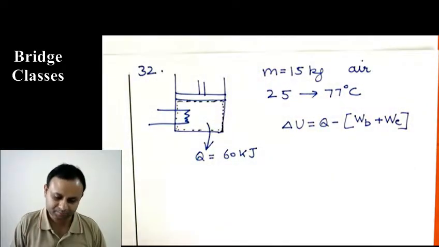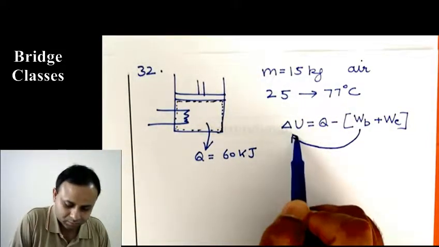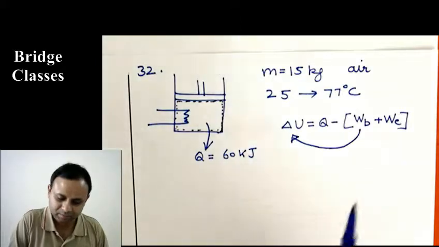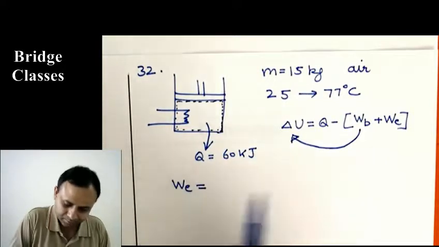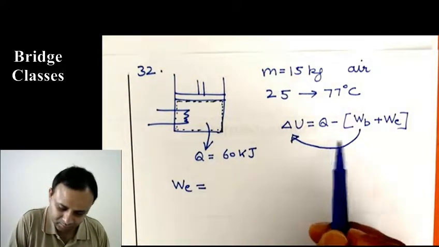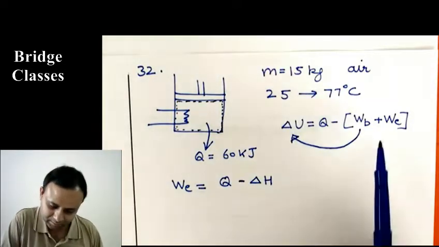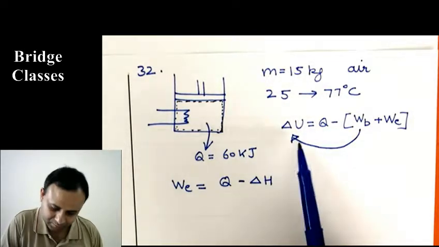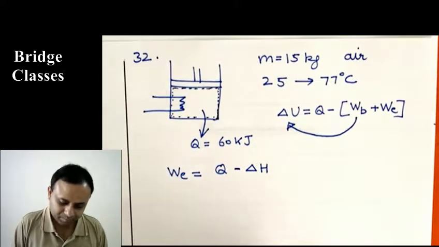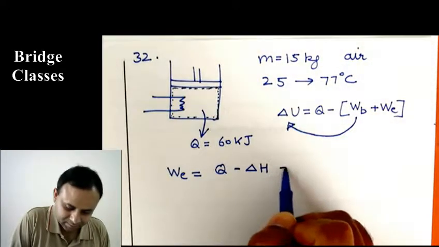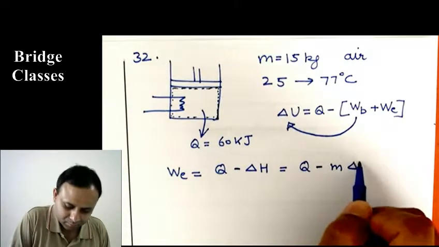Okay, electrical work. This boundary work term I can combine with delta U, and that will become delta H. So by rearranging this, the electric work will be Q minus delta H. Let me see, it is right. Electric work becomes positive Q minus delta H. Okay, that's what it gives. You can write this as Q minus M delta H.